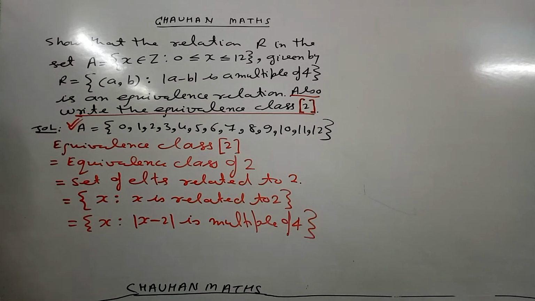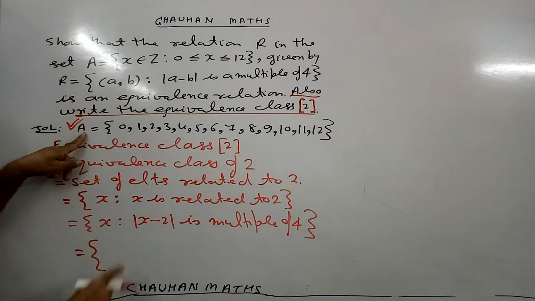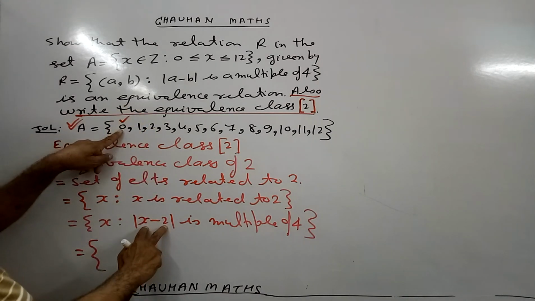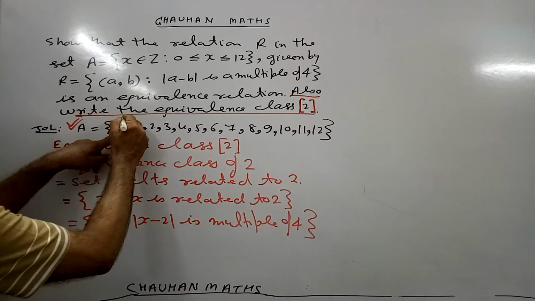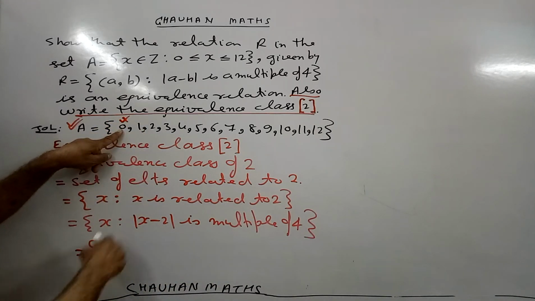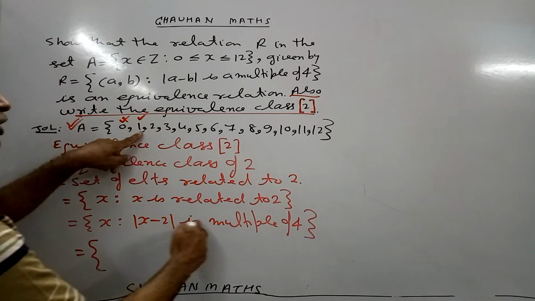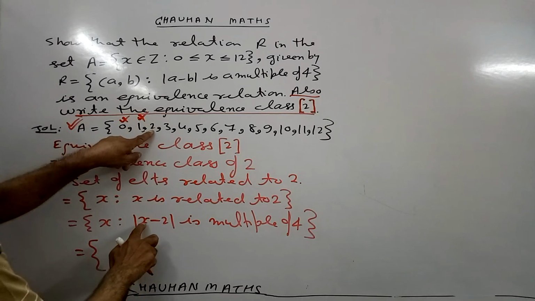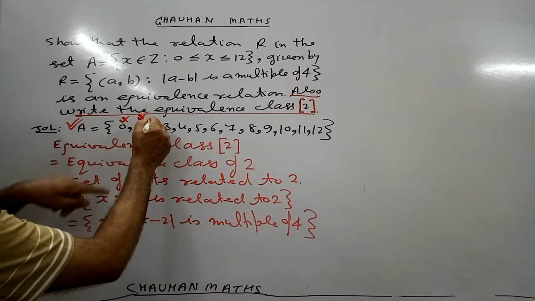Now we make a triangle on elements of A. Put x equal to 0. 0 minus 2 is not multiple of 4, so rejected. 0 is not member of this set. Now put x equal to 1. 1 minus 2 is not multiple of 4, so 1 is rejected. Put x equal to 2. 2 minus 2, 0 is a multiple of 4. Alright, so 2 is selected.